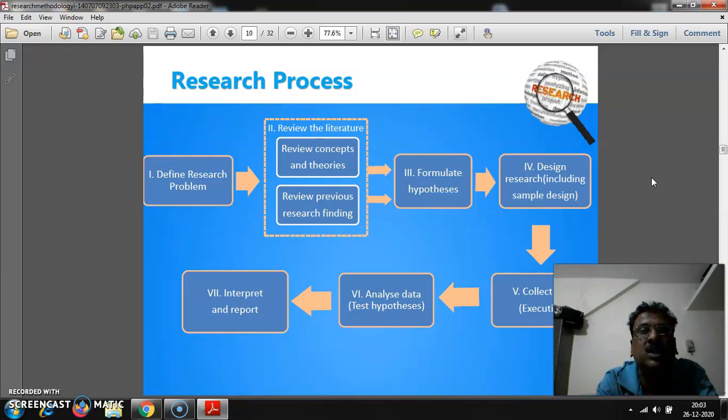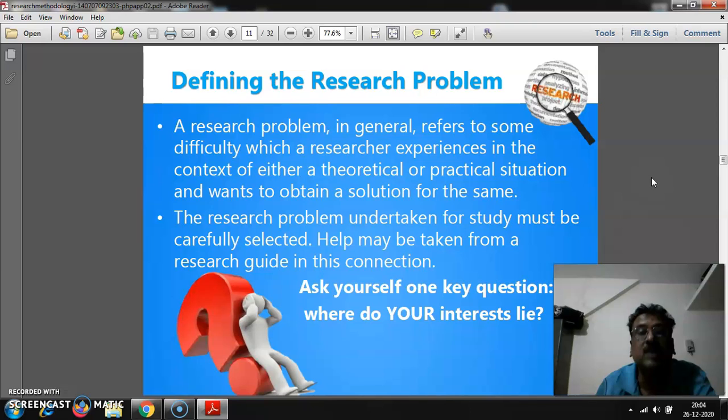That's why defining the research problem is very difficult as well as very necessary. Otherwise, suppose you find the problem but you cannot get the subsequent data or review of earlier studies, it will automatically become a failure. Next aspect is defining the research problem. A research problem in general refers to some difficulty which a researcher experiences in the context of either a theoretical or practical situation and wants to obtain a solution for the same. The research problem undertaken for study must be carefully selected. Help may be taken from a research guide in this connection.